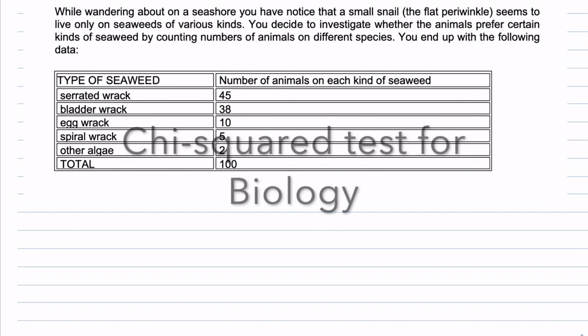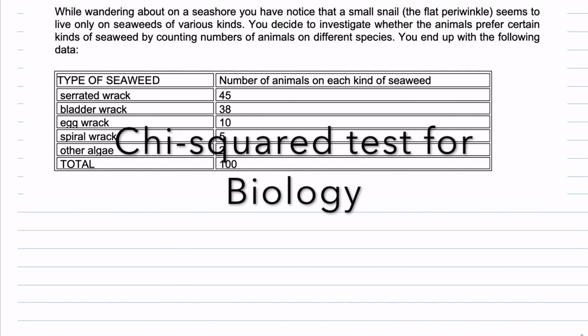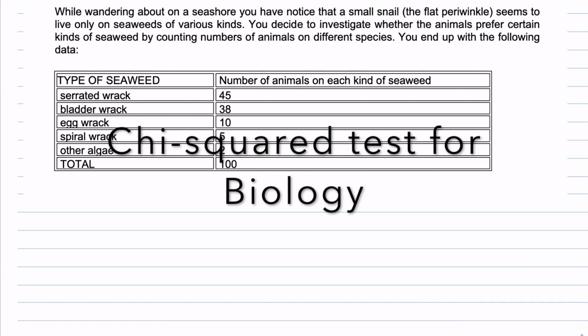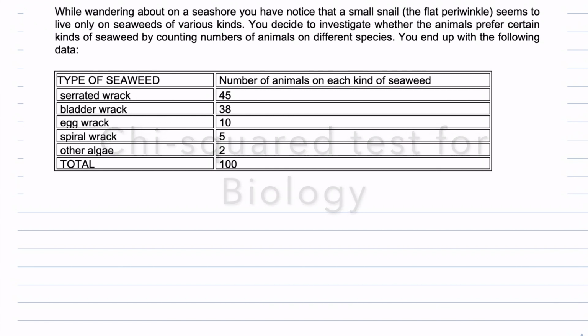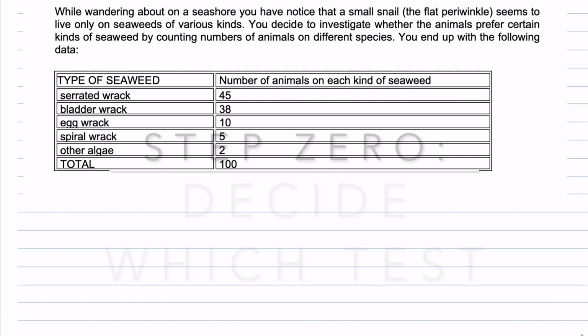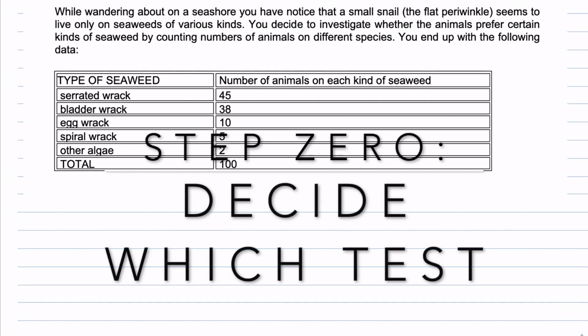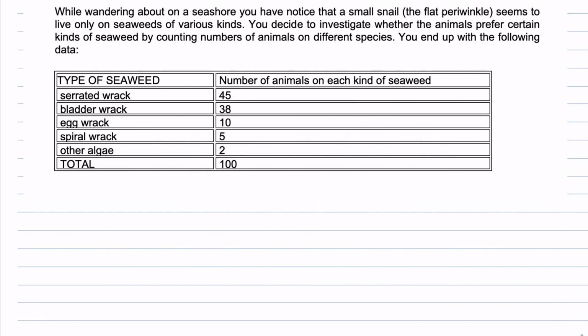Spoiler alert, we are going to be doing a chi-squared test, but let's go through it as if we still had to make a decision about which test we had to do. Remember what I said in my introductory video, which, if you haven't seen it, I would recommend as a recap to statistical testing, how you make your decisions, how you do any statistical test, and so on.